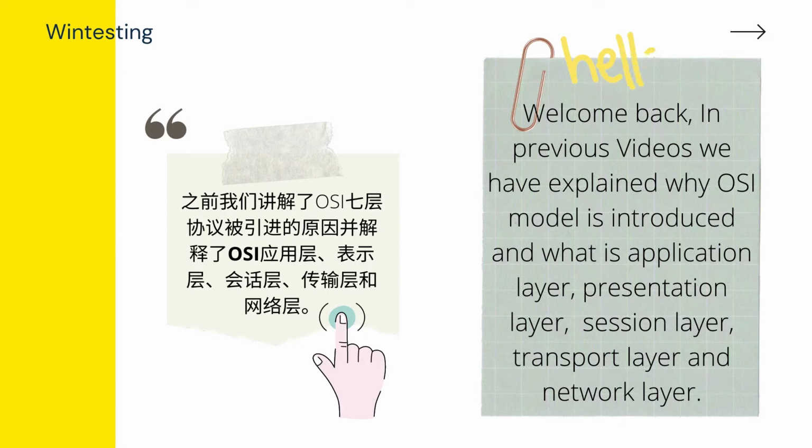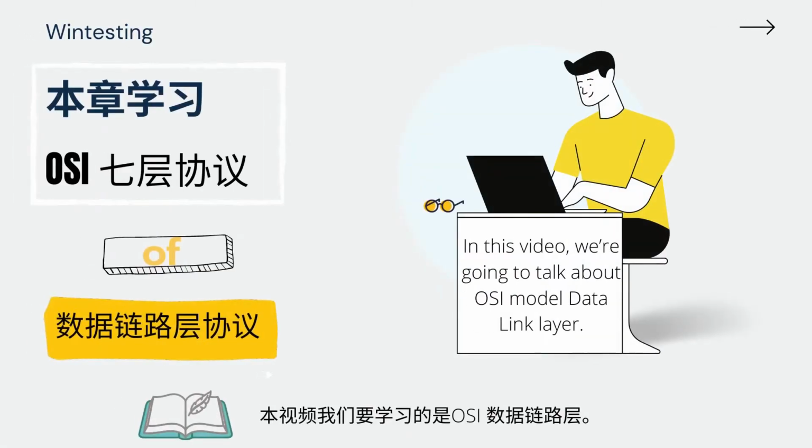Hello and welcome back. In previous videos we have explained why the OSI model is introduced and what the application layer, presentation layer, session layer, transport layer and network layer are. In this video we are going to talk about the OSI model data link layer.